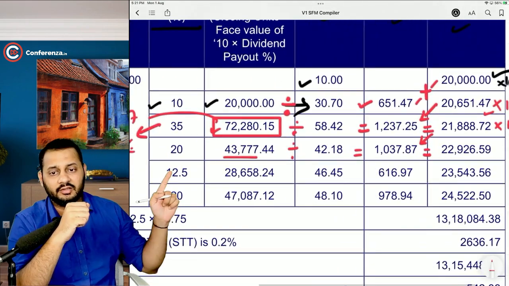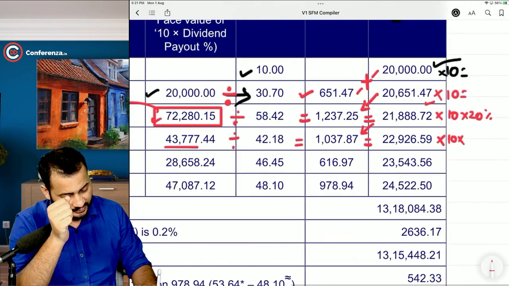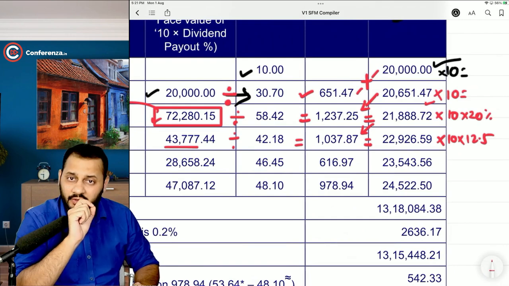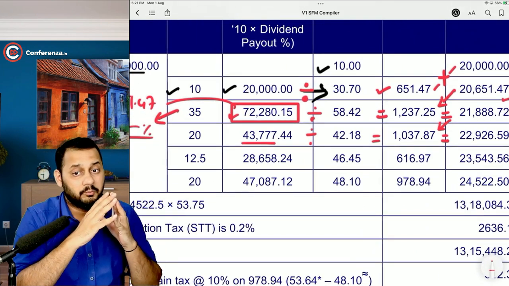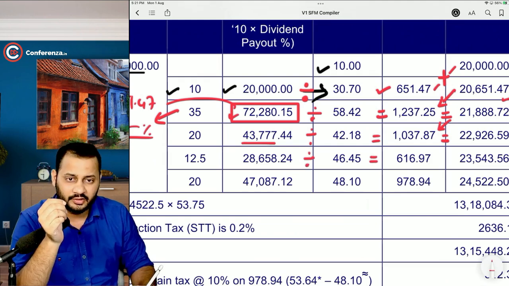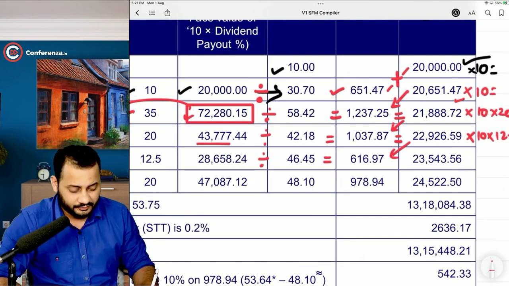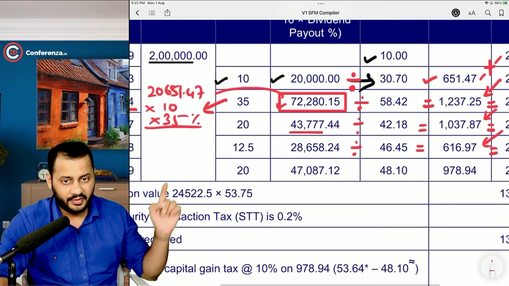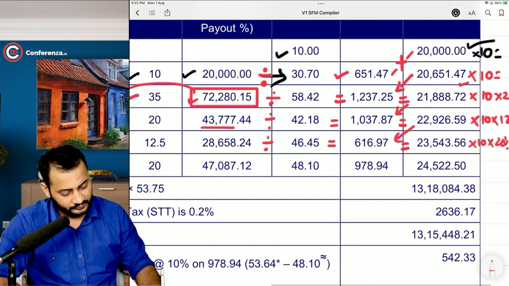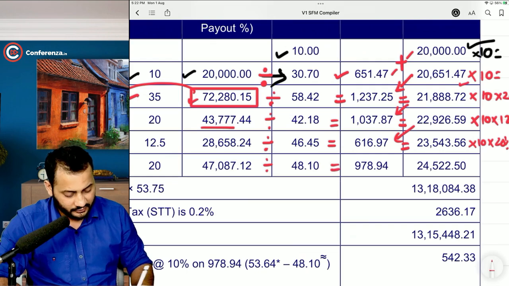So the next dividend is 12.5%. What are you going to do? Into 10 into 12.5. Make sure that you are calculating the dividend on face value. This divided by the NAV will give you additional units. You will add it to the opening units and this will be the closing number of units. Again multiplied by 10 into the dividend rate 20%. This dividend divided by the NAV is equal to additional units, and then this and this.